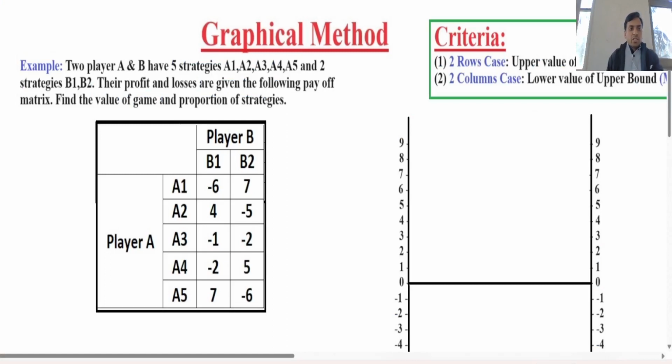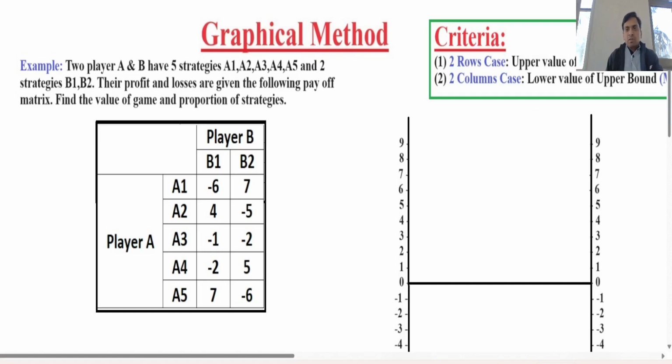So we have this question and in this question there are two players A and B, and A has 5 strategies A1, A2, A3, A4 and A5, and player 2, player B, has 2 strategies B1, B2. Their profit and losses are given in the following payoff matrix. Find the value of game and proportion of strategies.